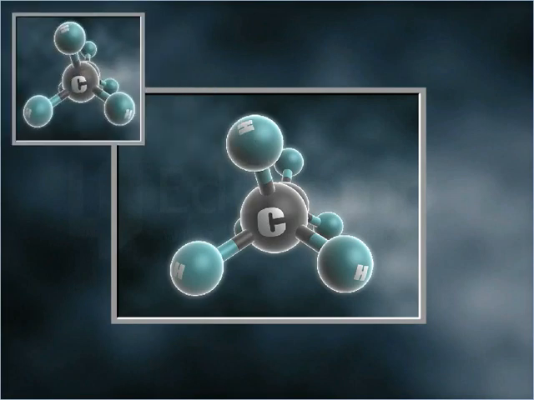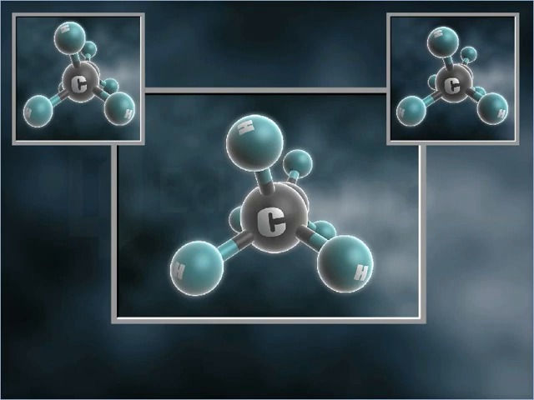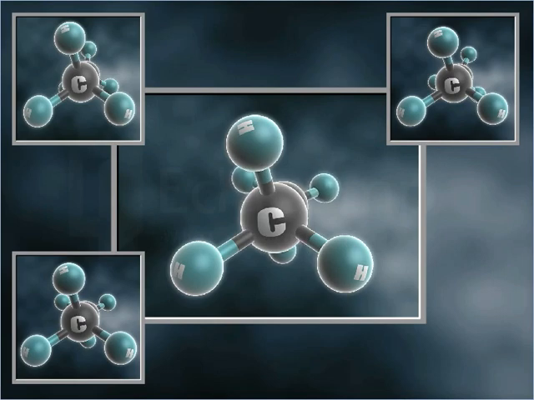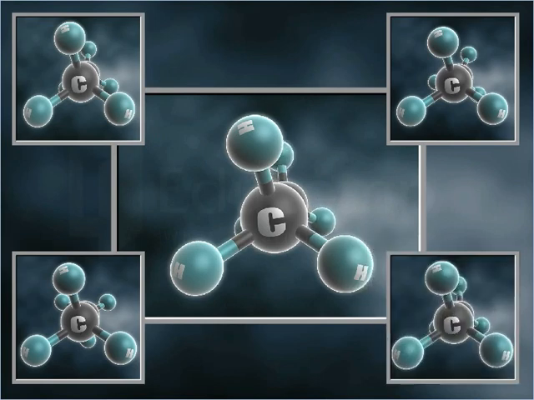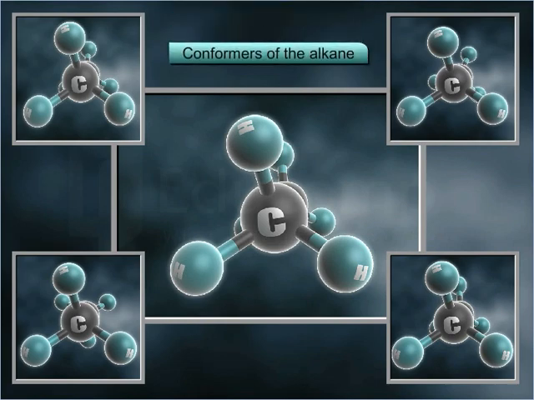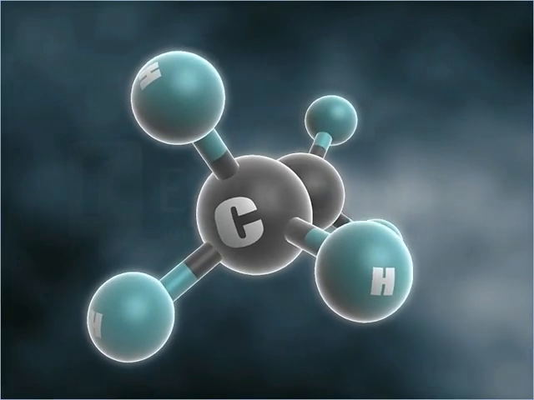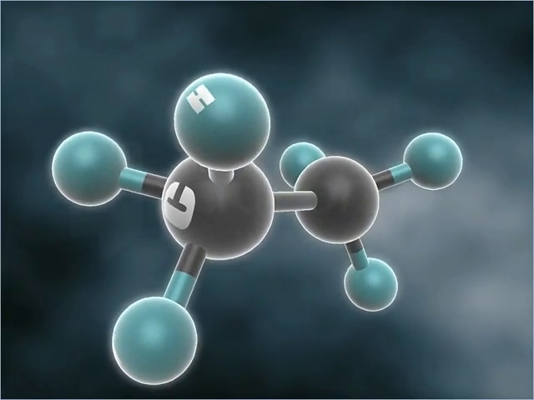The different spatial arrangements of atoms and groups of atoms of an alkane arising due to this free rotation of a carbon-carbon single bond are called the conformers of the alkane. The various conformers of an alkane are identical and can be converted from one to the other.